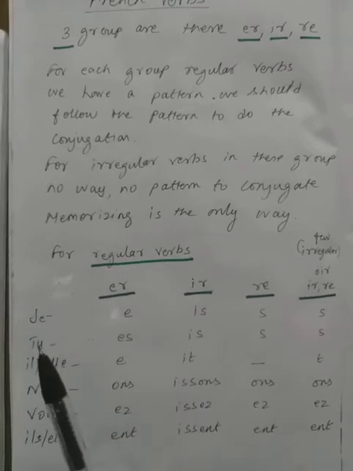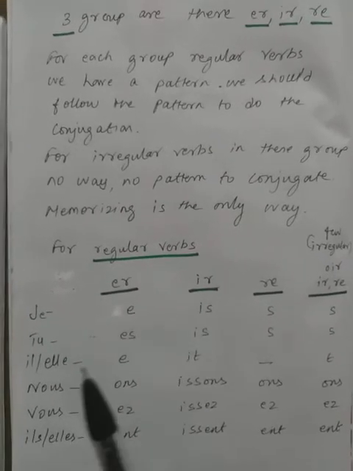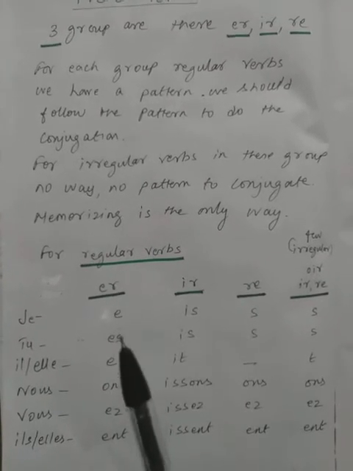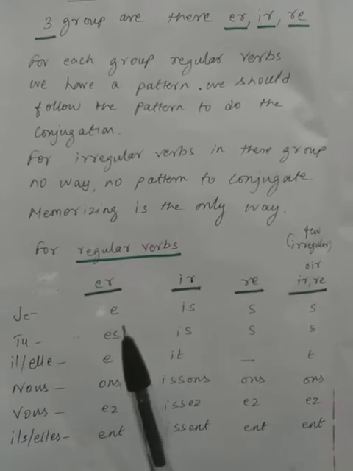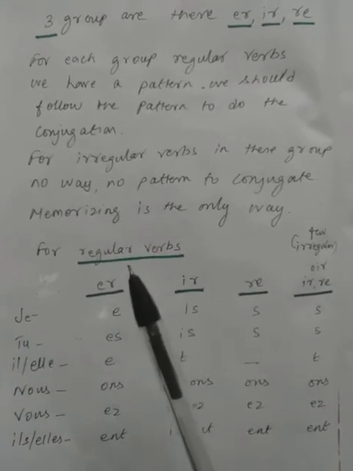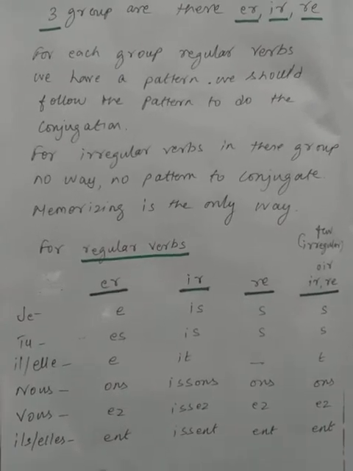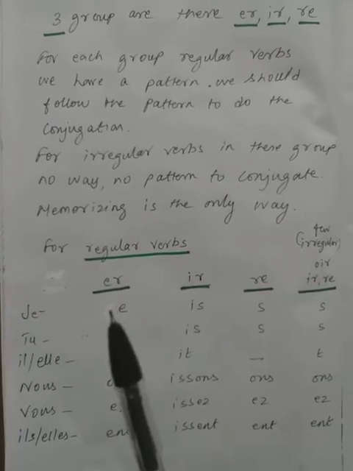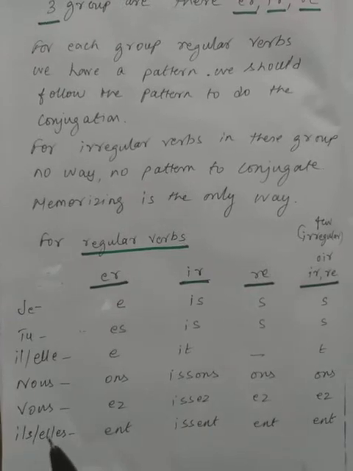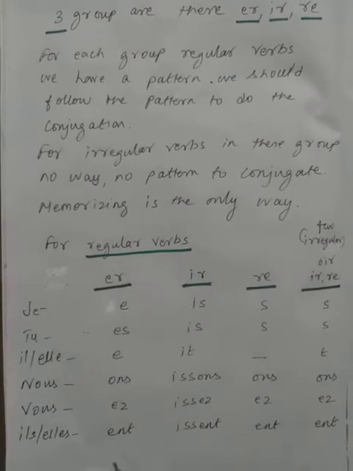If the subject is second person, if it is a regular ER verb, replace ER by ES. If the subject is third person, replace ER by E. Same only: E, ES, E. For six different subjects, there are 6 forms for that verb. That is what we call conjugation. For nous, replace ER by ONS. For vous, replace ER by EZ. For ils and elles, the last person, replace ER by ENT. This is for regular ER group verbs.